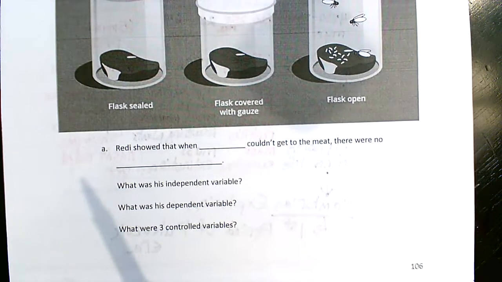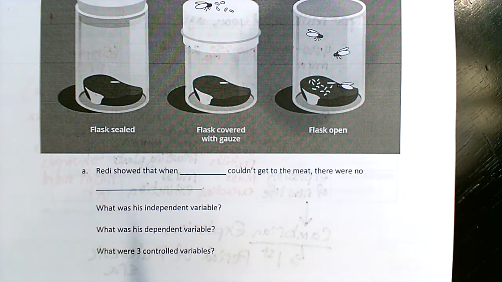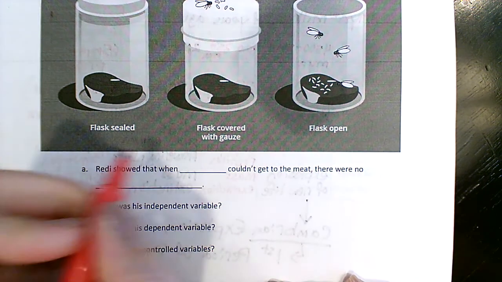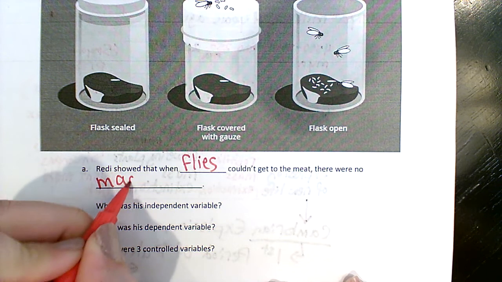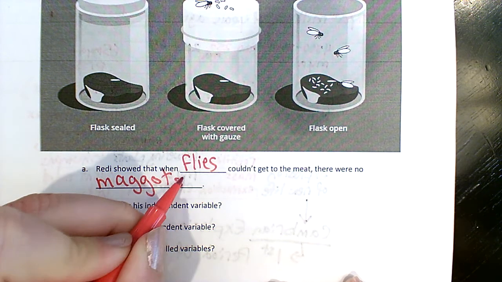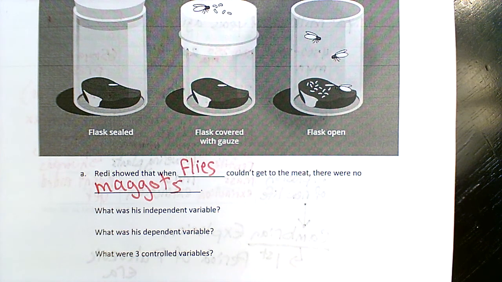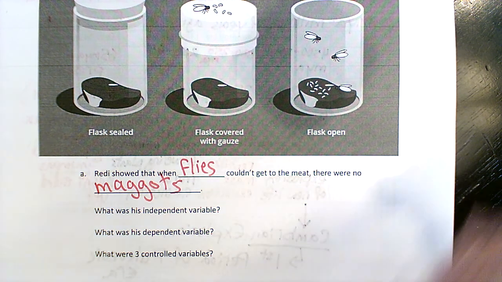All right, so this is one of those things that worked a lot better when we were in class because I wanted to go over the scientific method with you again. But he showed that when the flies couldn't get to the meat, there were no maggots. Okay, so I'm just going to try to talk through this like I would if we were in class, and hopefully it makes sense to you. If it doesn't, please reach out to me. I'd love, love, love for you to have a good grasp of these variables before you leave my class.